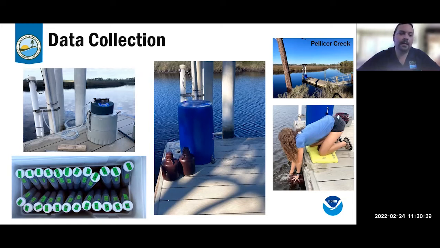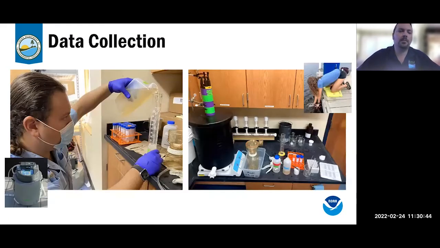The second collection method was using dark Nalgene carboys in order to collect sample water to return to the lab for processing. And I put a picture of Pellicer Creek right here just to denote that all the data collected for the project was at the Pellicer Creek Station. And so once collected, sample water is filtered, extracted with acetone, and analyzed on a benchtop fluorometer, similar to the extractive analysis that is done with our monthly SWAN samples.